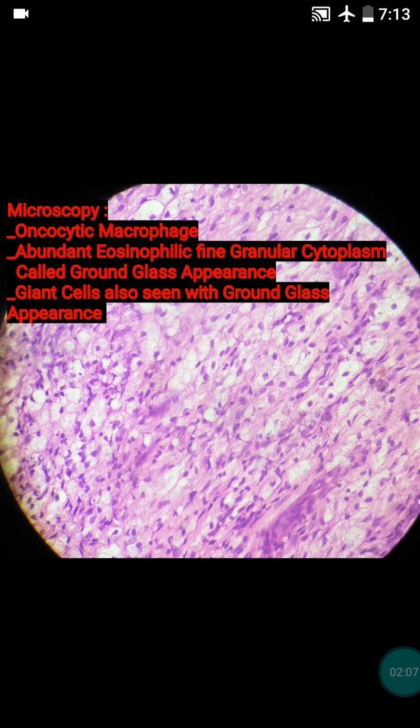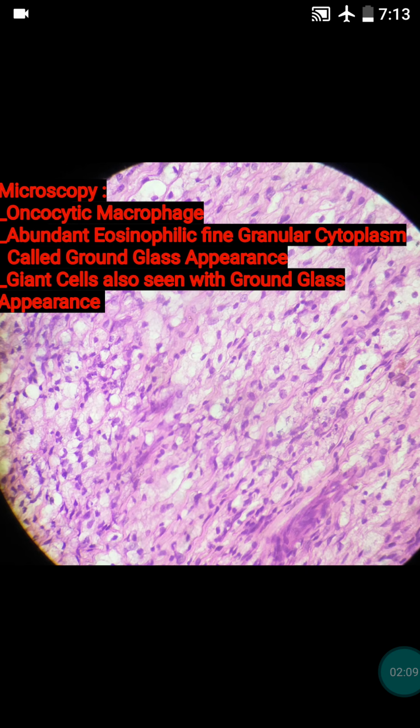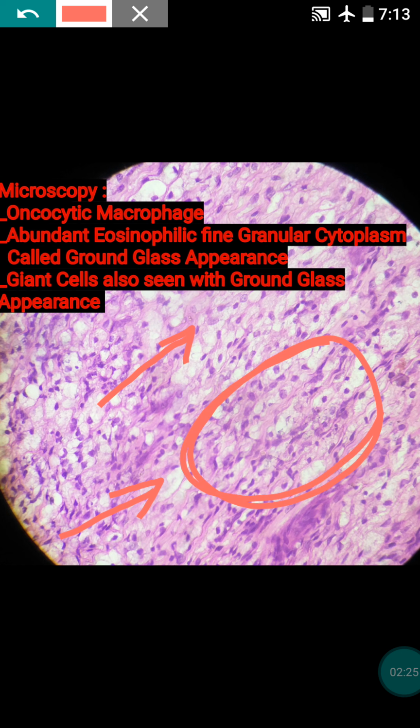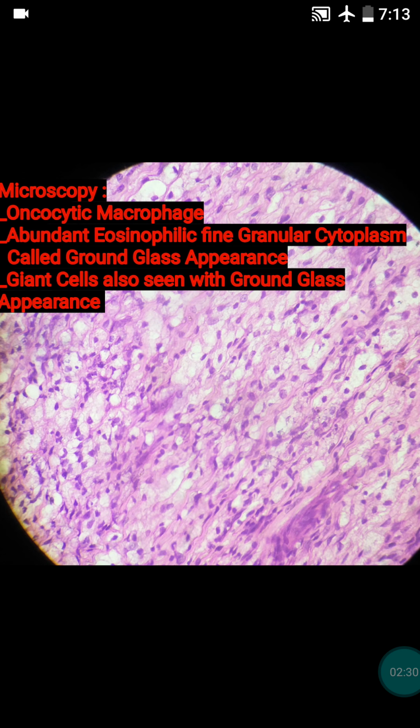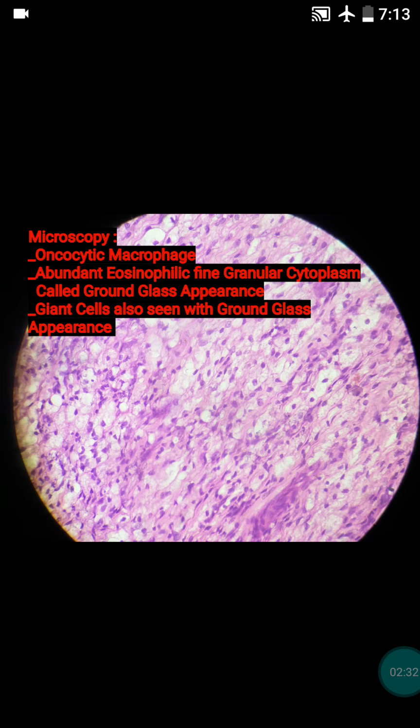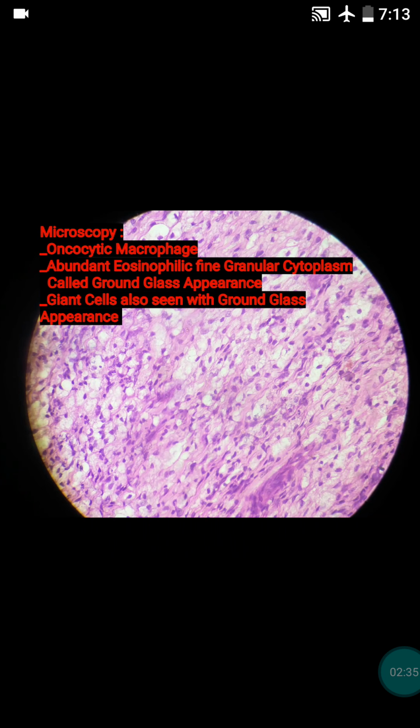If you zoom the figure, you can see that many macrophages have granular eosinophilic cytoplasm, right? You can see the granular eosinophilic cytoplasm in many macrophages. Overall it gives a ground glass appearance, like the cytoplasm is ground glass in most of the macrophages. That is the typical feature. We can say the cytoplasm looks clear. So that is regarding reticulohistiocytosis.